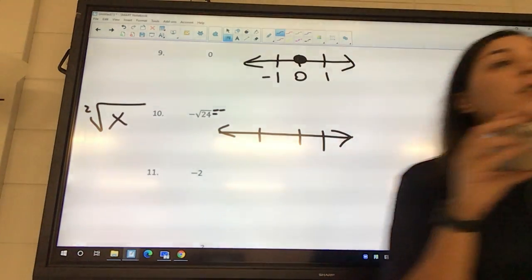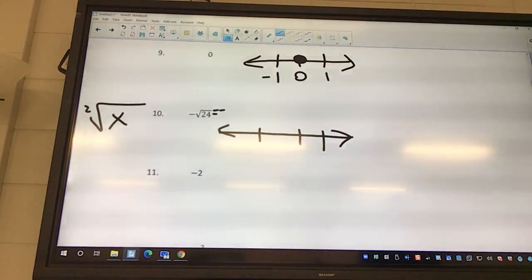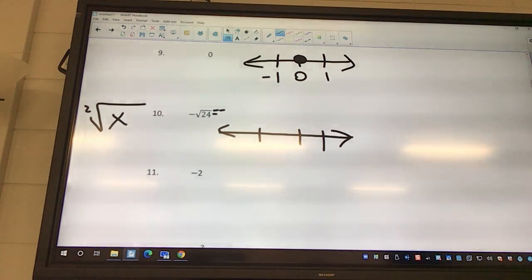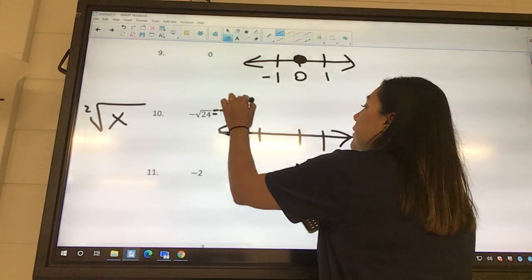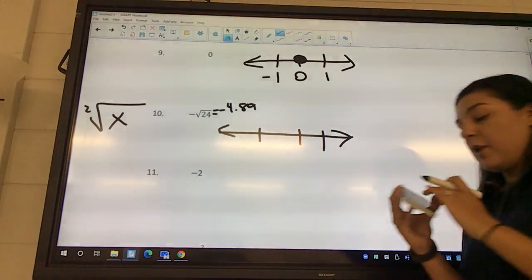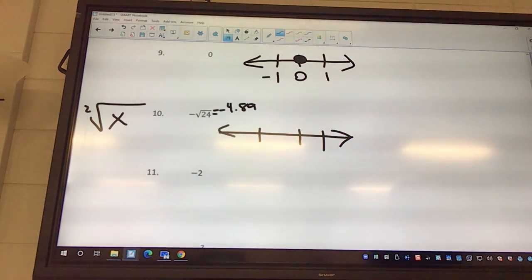Okay, that's what your button should look like. That's a 2, by the way. So you're gonna push that and it gives you the decimal value of that number. And it's 4.89. That's our approximation, rounded number.